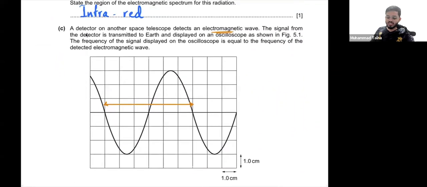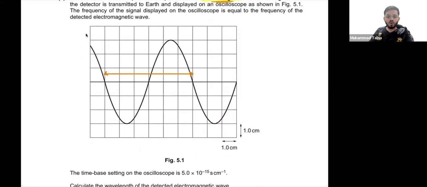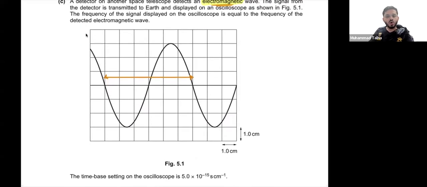Because this is an electromagnetic wave, you already know what its speed is supposed to be, right? It's the speed of light, 3.0 × 10^8 meters per second. And because you're also given the time base, all you need to do is find the time period, and then you can use the wave speed equation. For the oscilloscope, remember that you don't need to memorize the formulas as long as you're good with units.